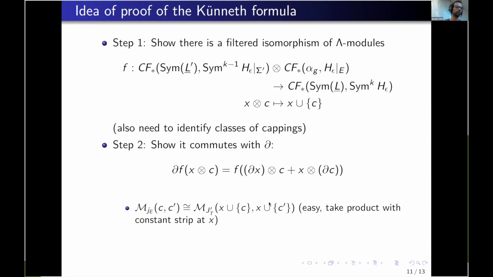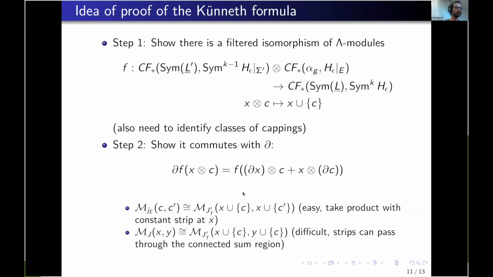This is not too hard because if we have a strip from C to C prime inside the torus, it will never intersect the connected sum region. So this gives us a well-defined strip inside the connected sum, and we just take the product with the constant strip at X. So this gives us this identification. And the second part is a bit harder.